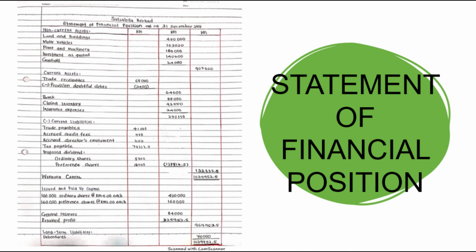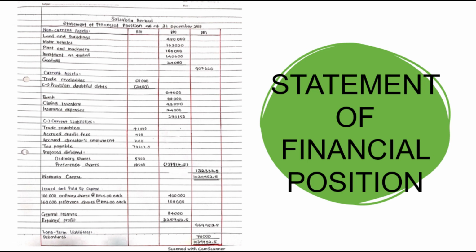To get working capital, current asset minus current liabilities, then we get 178,017.50 and plus with non-current asset 907,620. So we get 1,039,952.50.